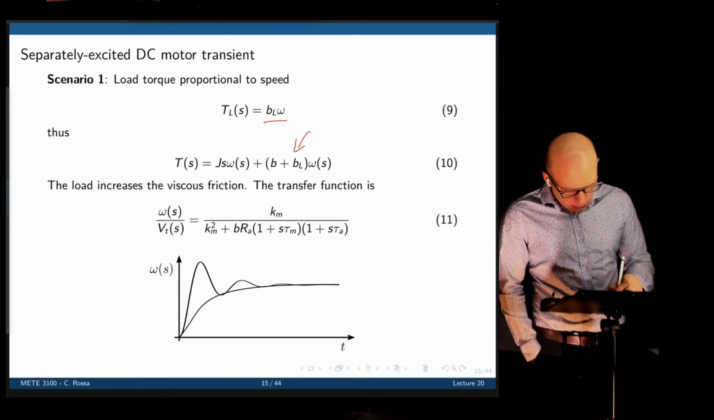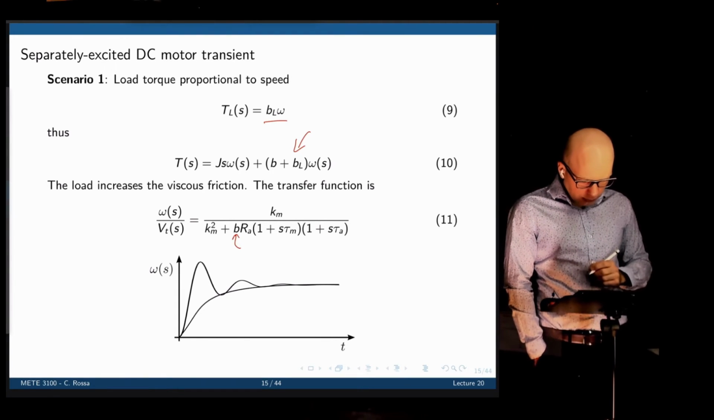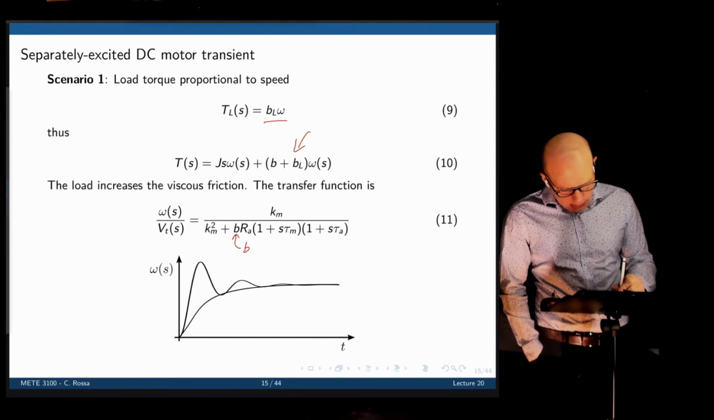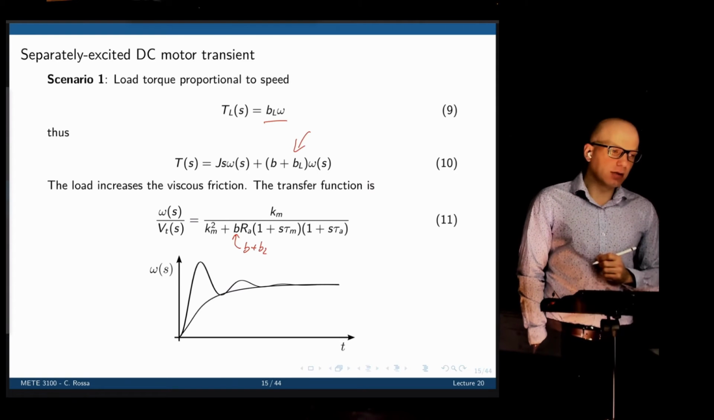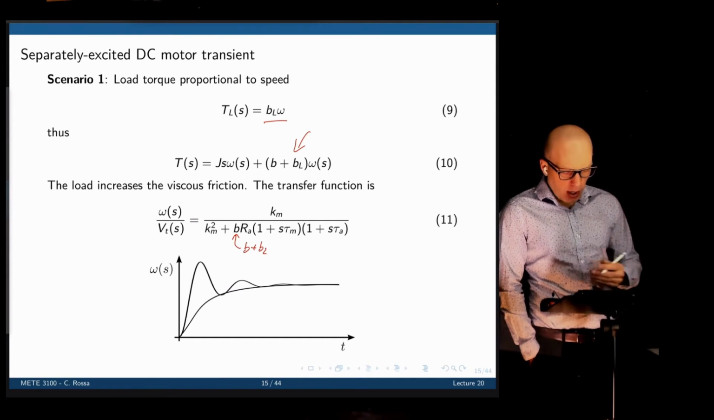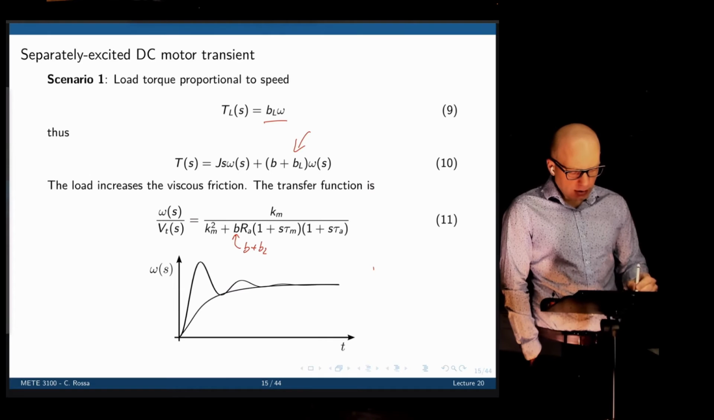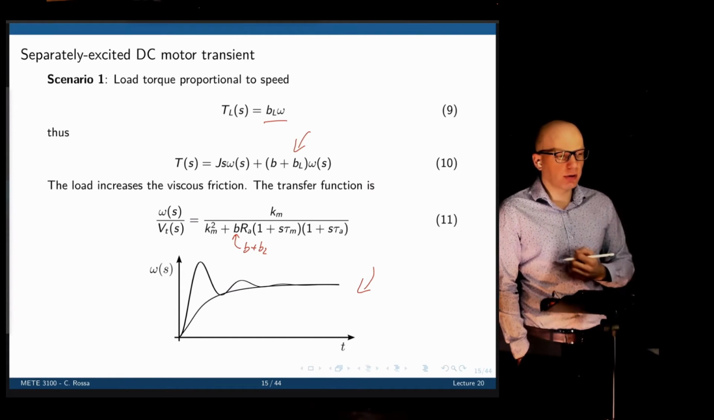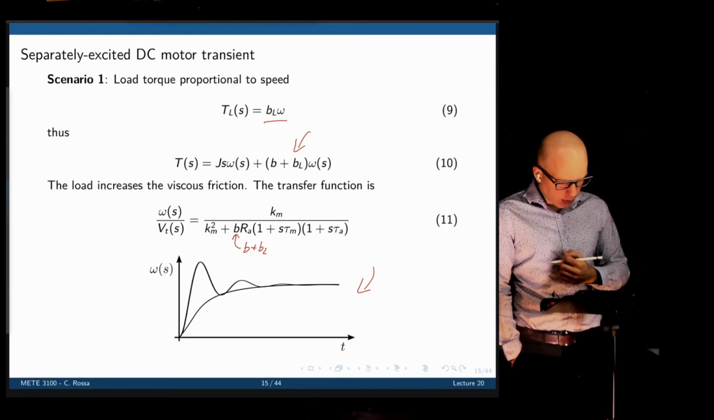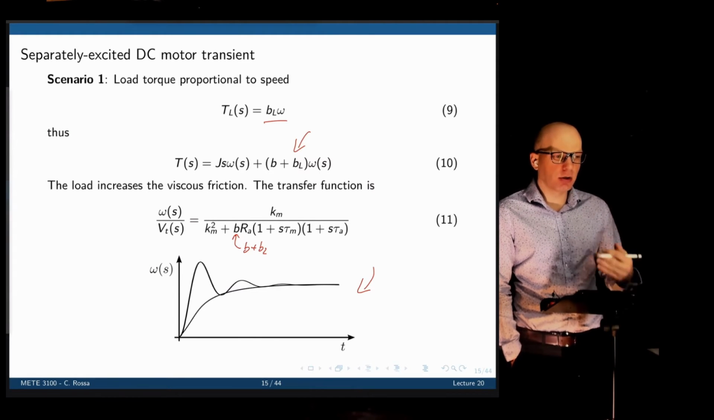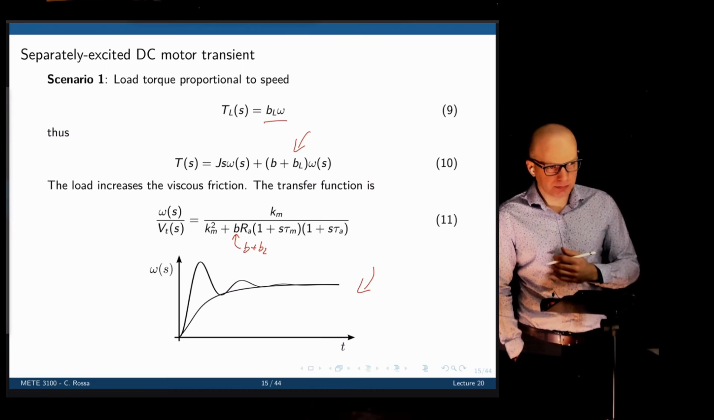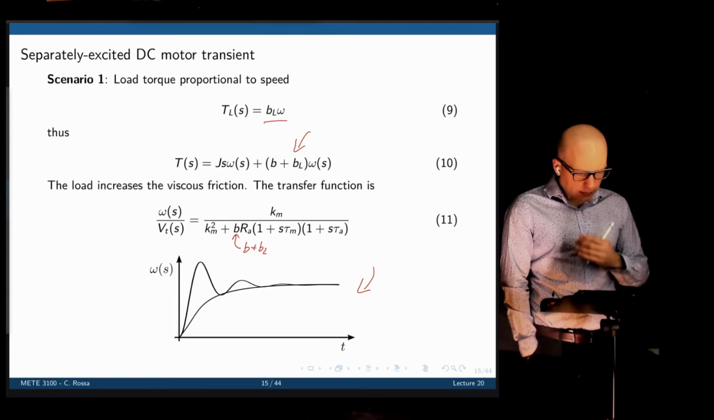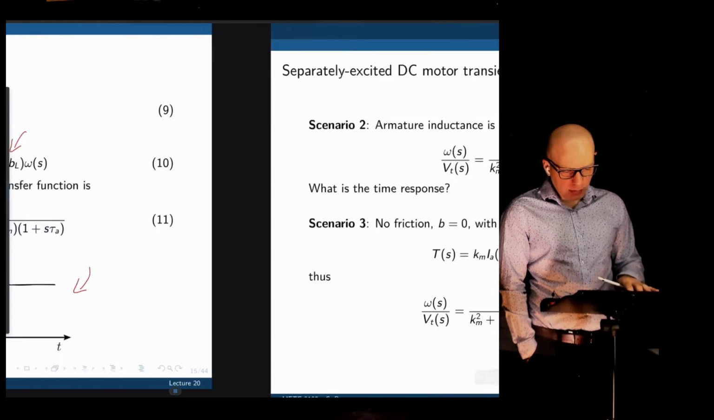The only difference now, when we have a load torque that is proportional to the speed, this is basically increasing that viscous friction coefficient. And when you plot the time response, this is what we have for a step voltage input. We could have an underdamped or overdamped system depending on the balance between friction and inertia, a bit depending where the poles of this transfer function are located. So this is scenario one.